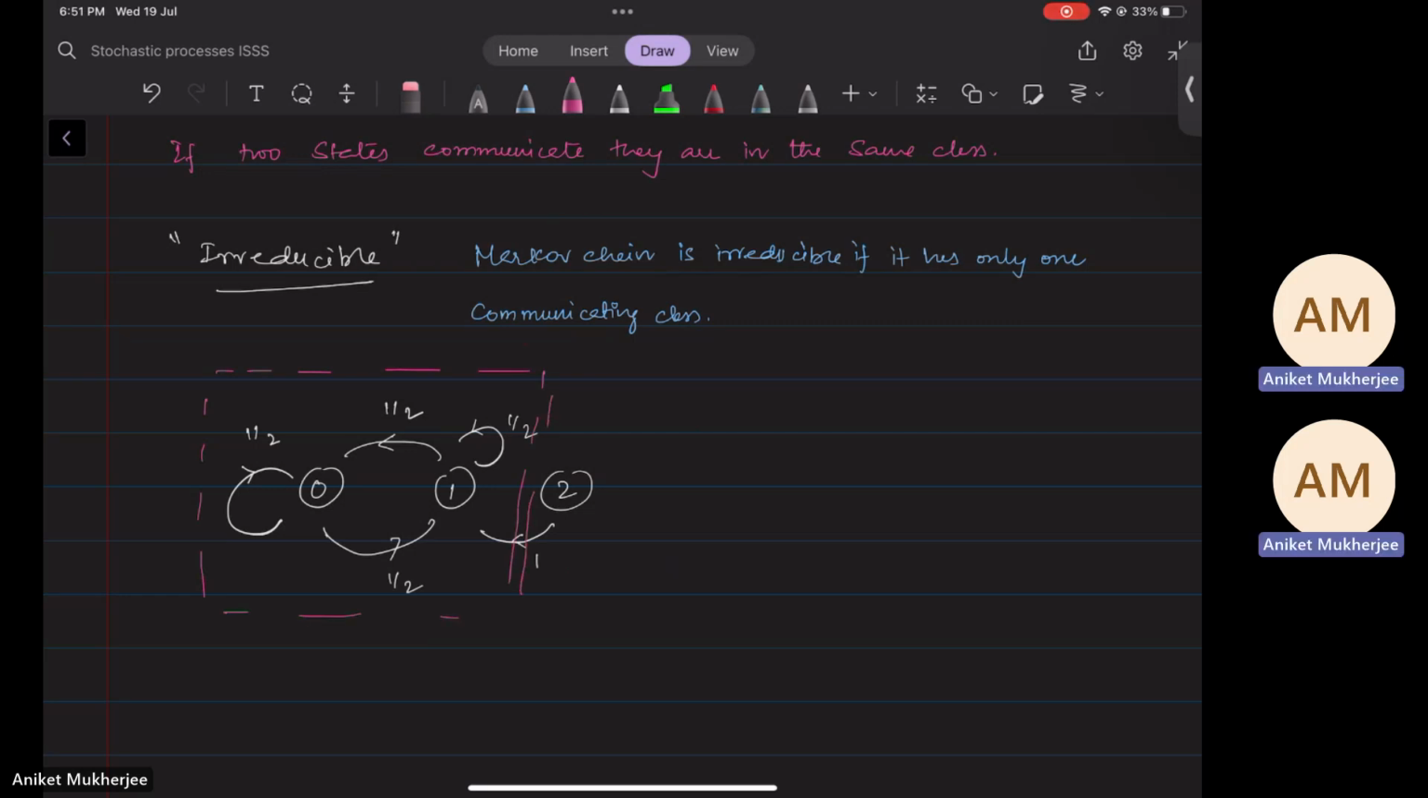So these two are the two states. You have positive probability of going from 2 to 1, but you don't have positive probability of coming back to 2 from 1 or 0. So the communicating class 1 is the set {0, 1}, and communicating class 2 is the set {2}. So this is not an irreducible Markov chain because you have two different communicating classes.